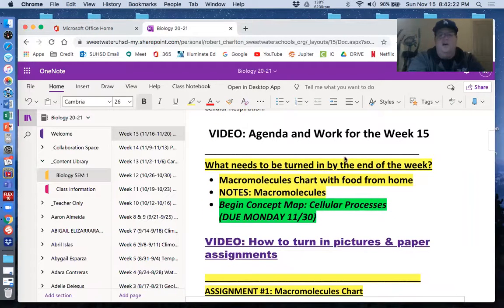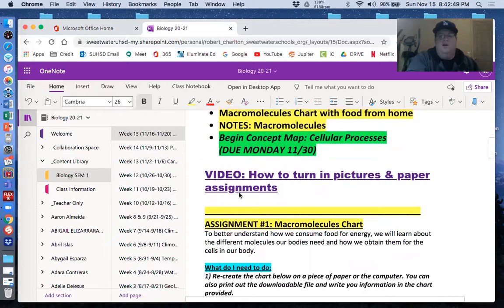So two things that are due this week. You're going to be making a macromolecules chart with food that you can actually find in your house, or maybe a bag of chips or a soda can, or food or drink will work. You'll need to find 16 items, and I'm going to go over that in just a second. And then the other thing is notes. We'll be taking those notes the second half of this week, so that'll be on Wednesday and Thursday of this week.